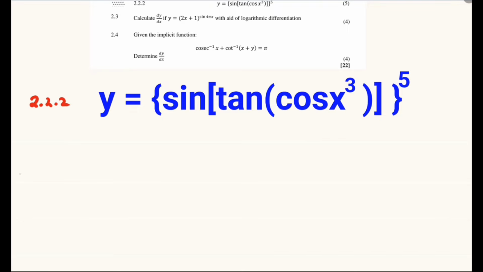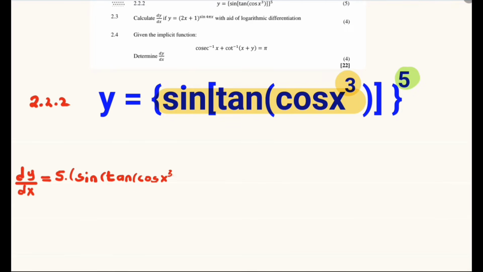So the derivative of y with respect to x will be equal to that 5 from this outer power. We multiply the 5 by the sine of the tan of the cos of x raised to the power 3. And remember that we subtract 1 from the exponent, and 5 minus 1 is equal to 4.